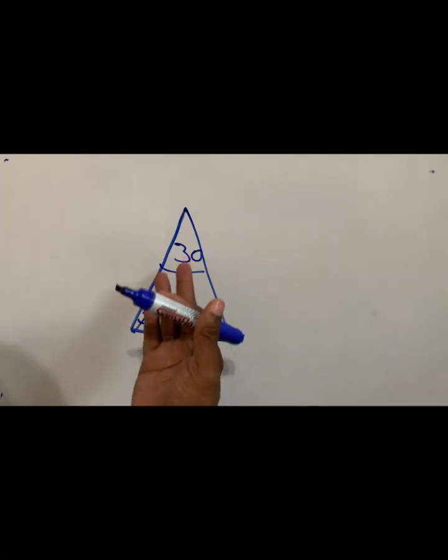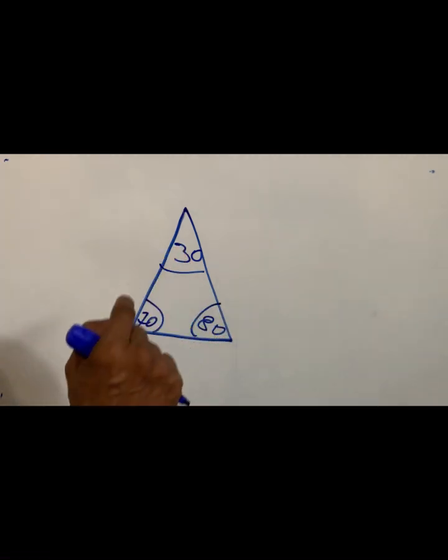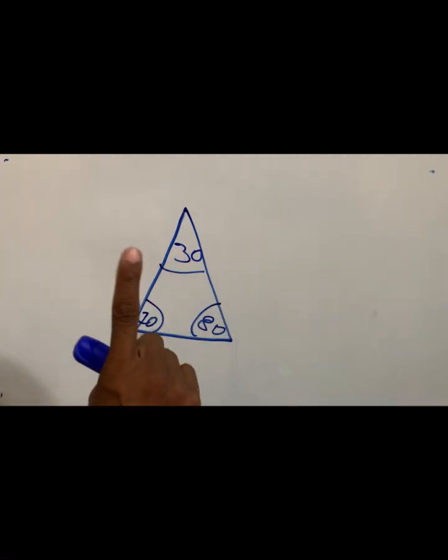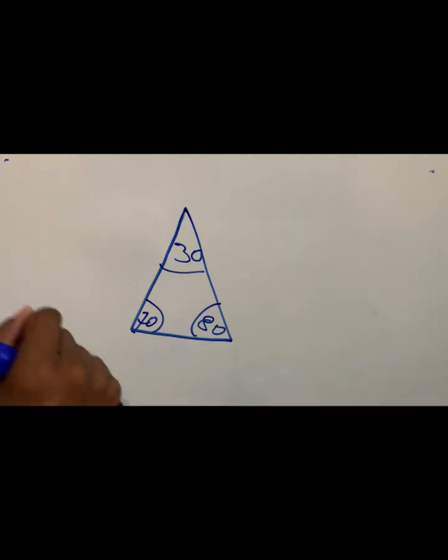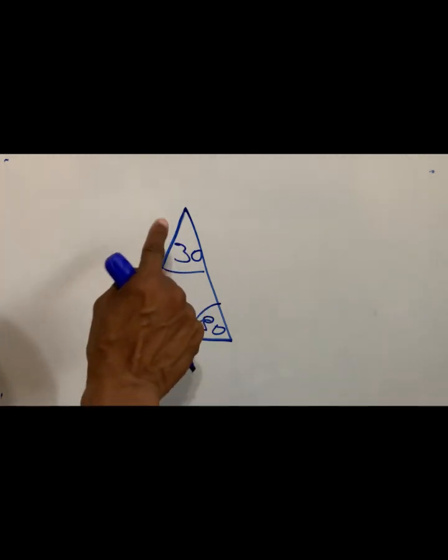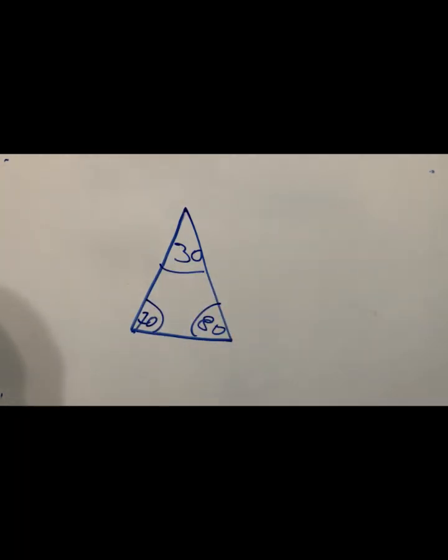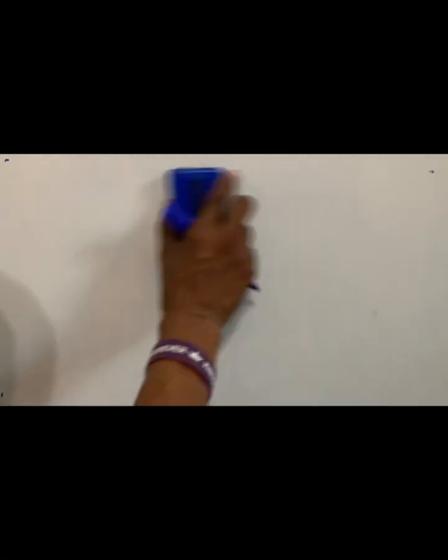And why I say this angle must be 30 degrees: all 3 angles in your triangle add up to 180 degrees. So no matter what your triangle is, all 3 angles add up to be 180 degrees. In this case, 70 plus 30 is 100, plus 80 equals 180 degrees.